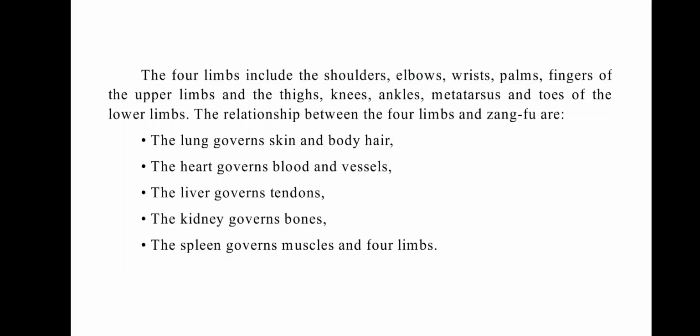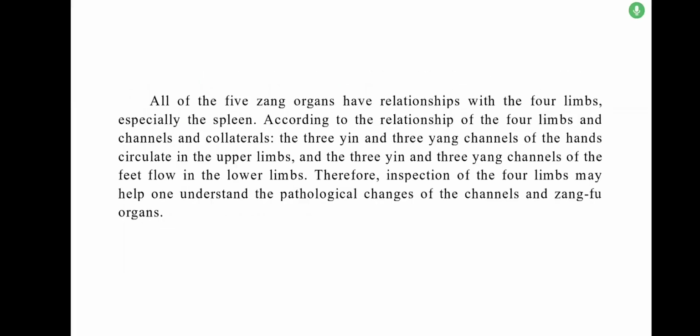The forelimbs include the shoulders, elbows, wrists, palms, and fingers of the upper limbs, and the thighs, knees, ankles, metatarsus, and toes of the lower limbs. The relationship between the forelimbs and Zangfu are: the lung governs skin and body hair. Second, the heart governs blood and vessels. The liver governs tendons, and the kidney governs bones. The spleen governs muscles and forelimbs. All of the 5 Zang organs have relationships with the forelimbs, especially the spleen.